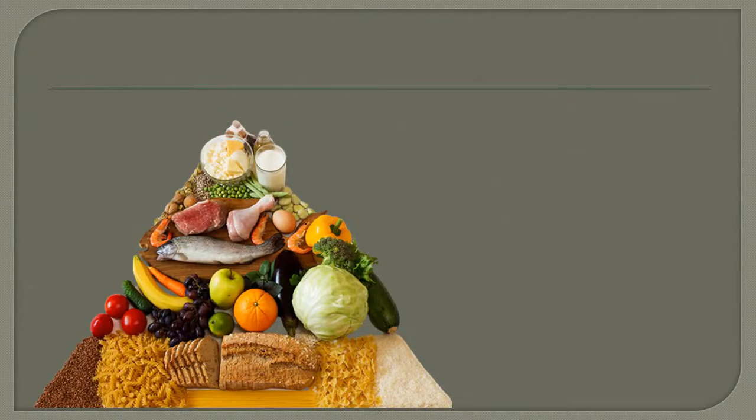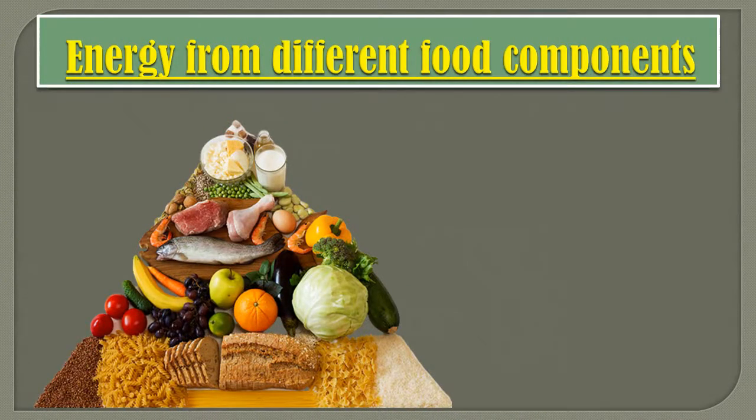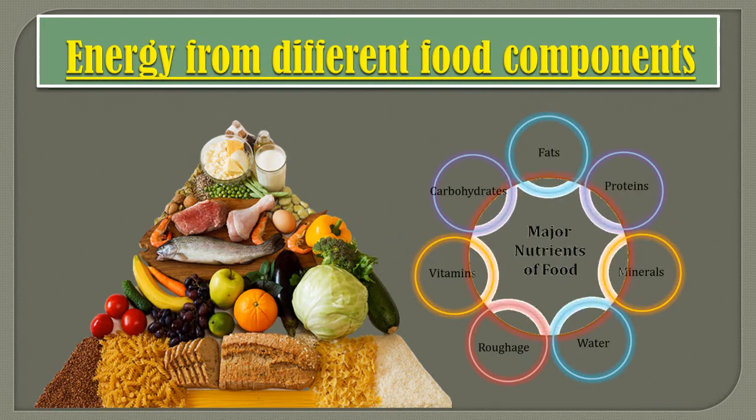The next topic is energy from different food components. It means we are getting energy from different food components. Here the different food components are fats, proteins, minerals, water, roughage, meaning fibers, vitamins and carbohydrates. So these are the different food components which give us energy.